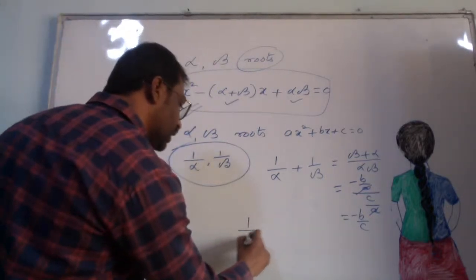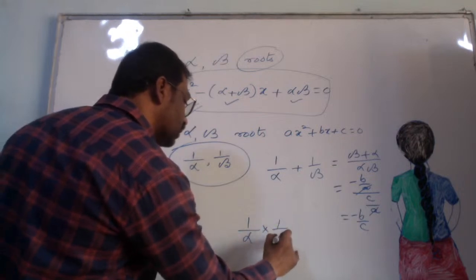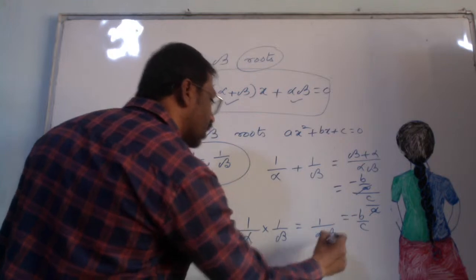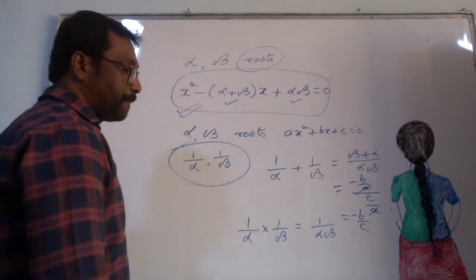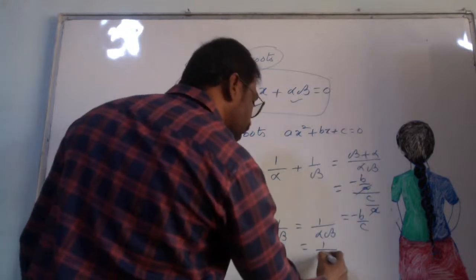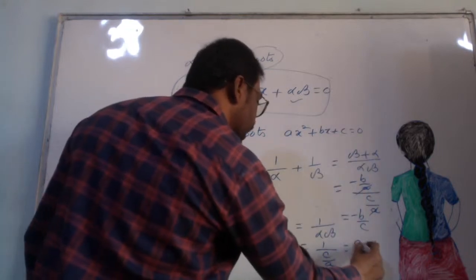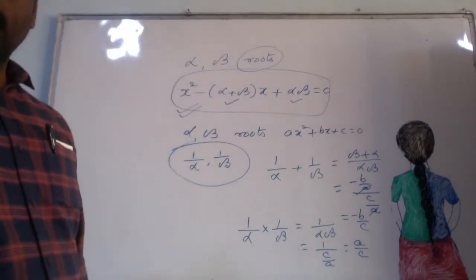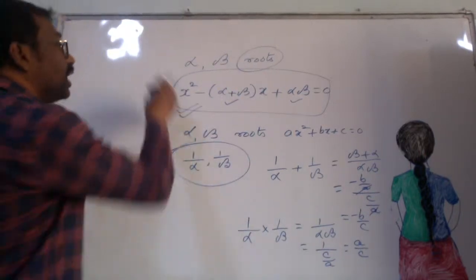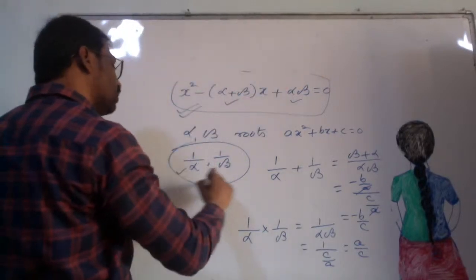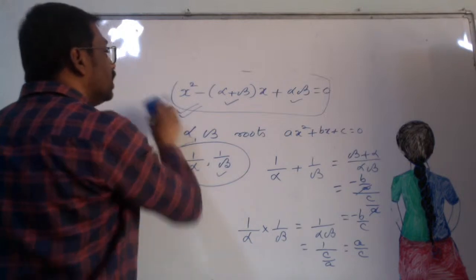Then the product of the roots is 1 by alpha into 1 by beta, that is 1 into 1, 1 by alpha beta. So 1 by alpha beta is 1 divided by c by a, that means a by c. Now we have to find the quadratic equation whose roots are 1 by alpha and 1 by beta.